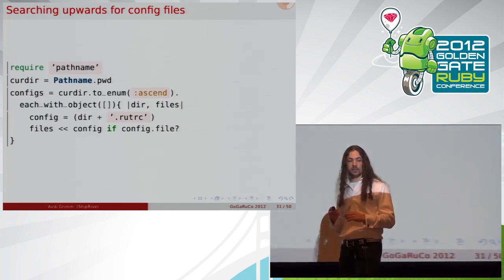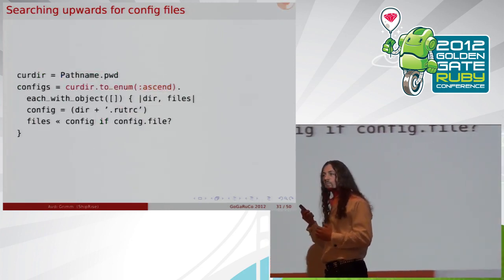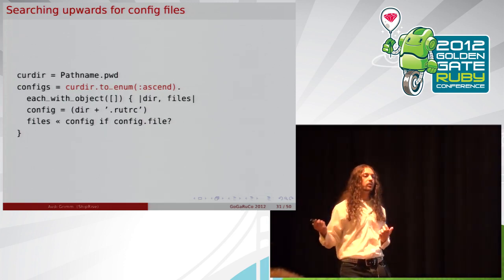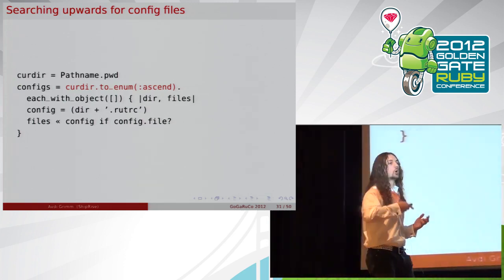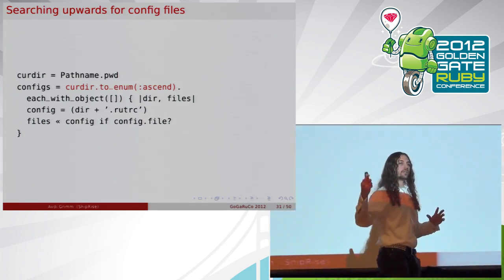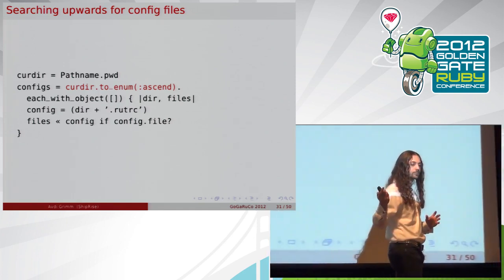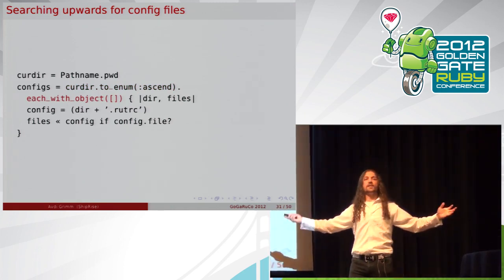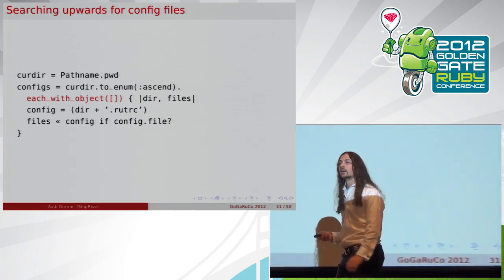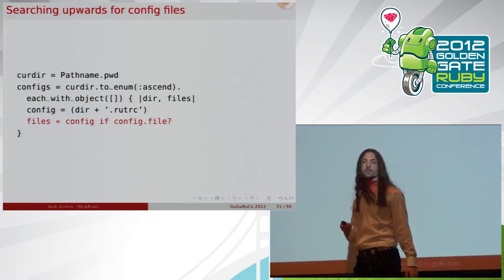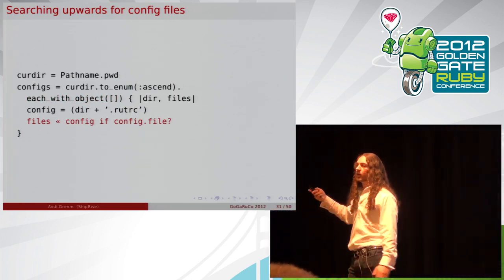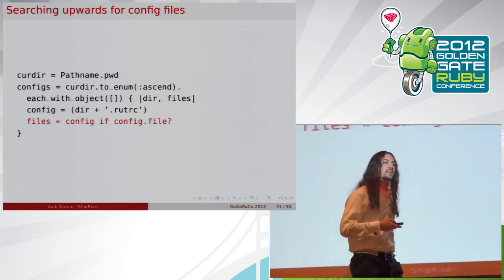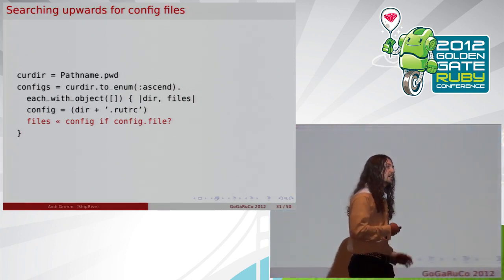So here's what I did, and we'll go through this line by line. I took that current directory, and rather than just saying .ascend, I turned the ascend method into an enumerator. So now I had an iterable object over the ancestor path of this directory. And now that I had an enumerator, I had all these wonderful enumerable methods available to me, and the one that I wanted to use was each_with_object. So I passed in an empty array, and then I iterated through that ancestor path, and at each point I checked to see if the config file was there, and if it was, I added it to the array. And then this whole block returned the array. It worked out great.